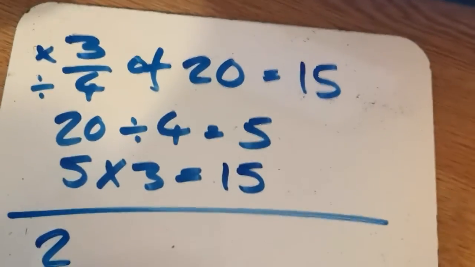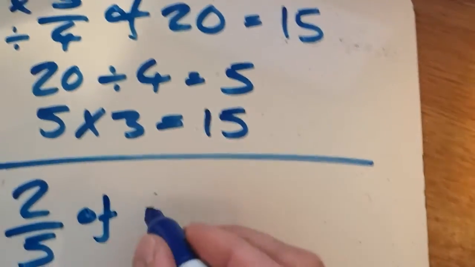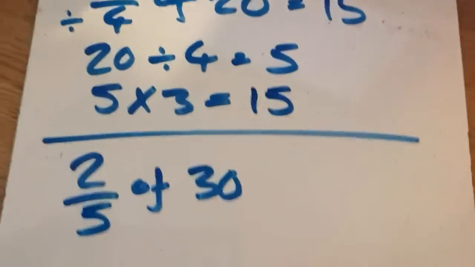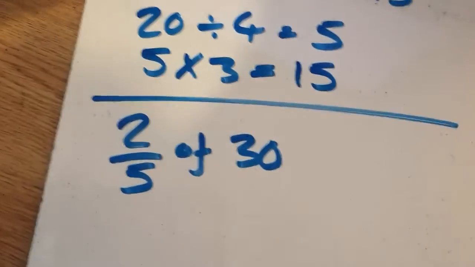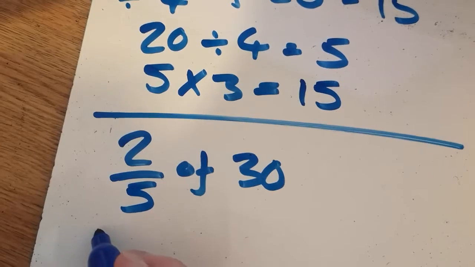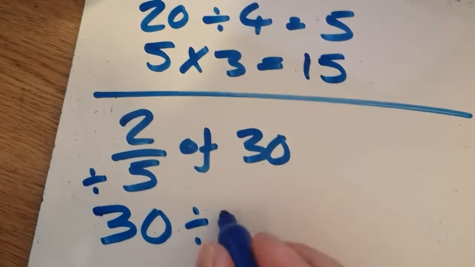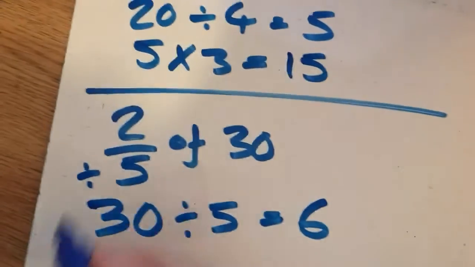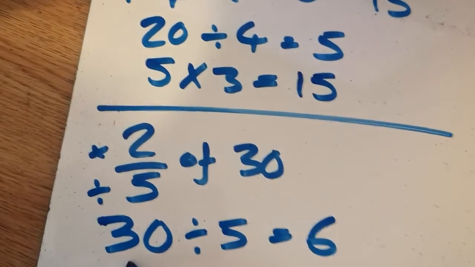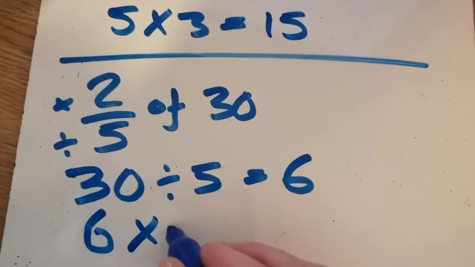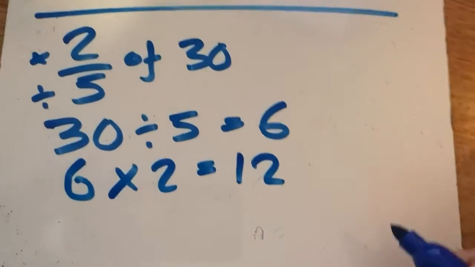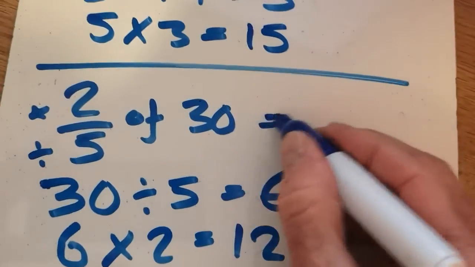If I said, okay, 2/5 of 30, again, I want to find out what 1/5 is first. So I'm going to be dividing by my bottom number. 30 divided by 5 is going to give me 6. And then I'm multiplying by my top number. 6 times 2 is going to give me 12. So 2/5 of 30 equals 12.